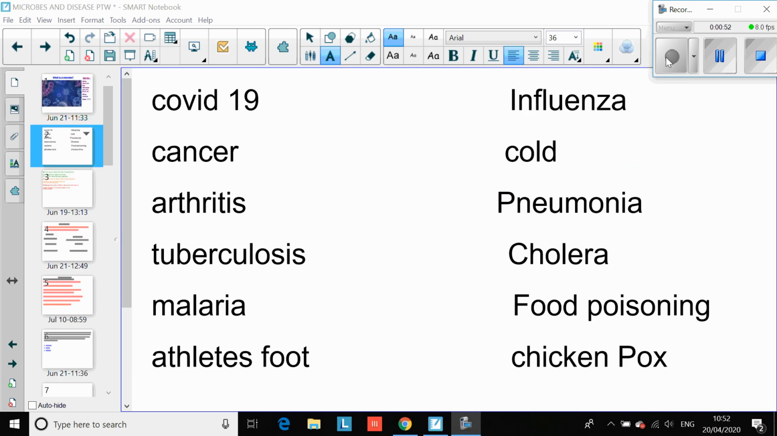Okay, so here are a few. Now, obviously, COVID-19 is the one that's in the news at the moment and affecting our lives. COVID-19, corona, is a virus. That disease is caused by a virus. Cancer. Now, cancer is a bit of a strange one. Cancer is actually our own body cells multiplying out of control and turning against us. So that actually isn't caused by a microbe.